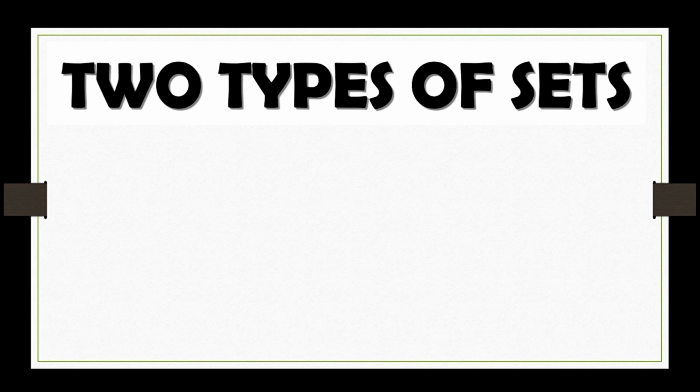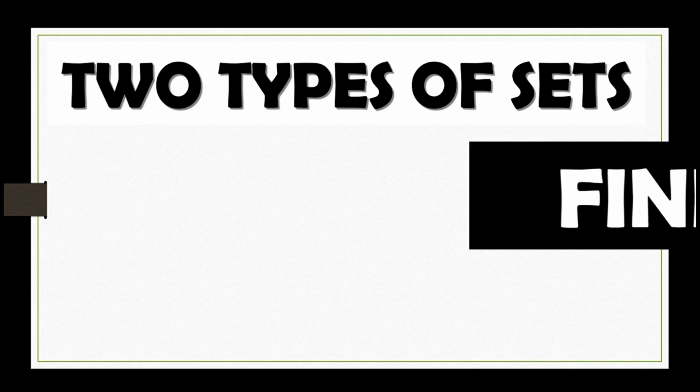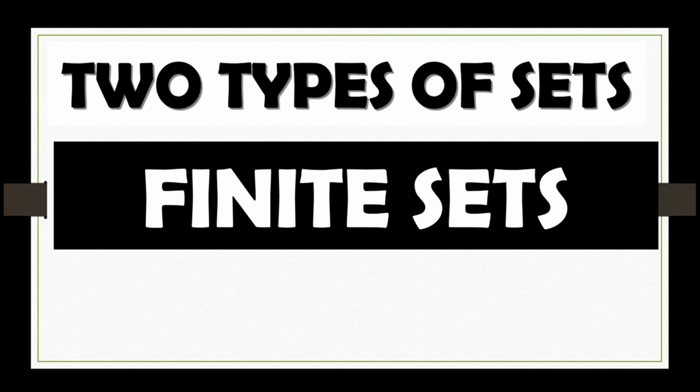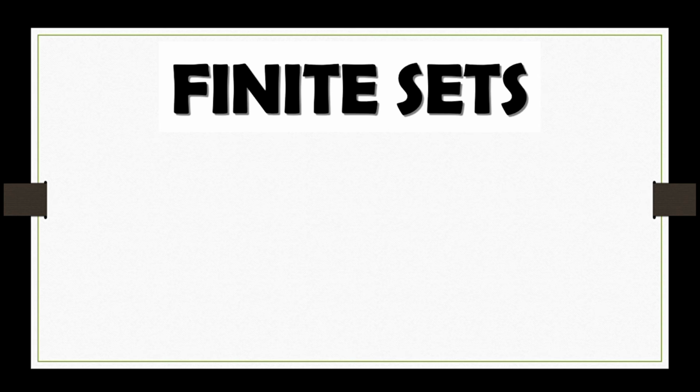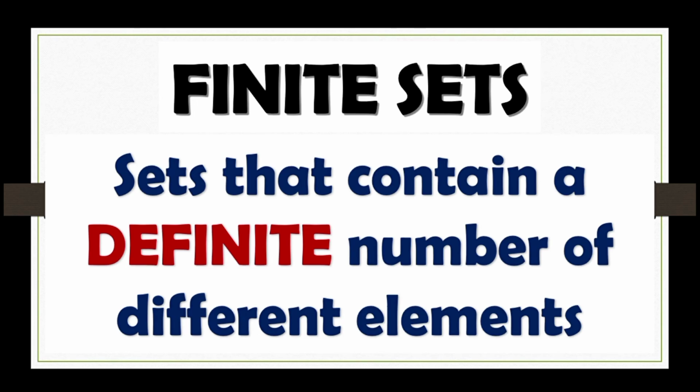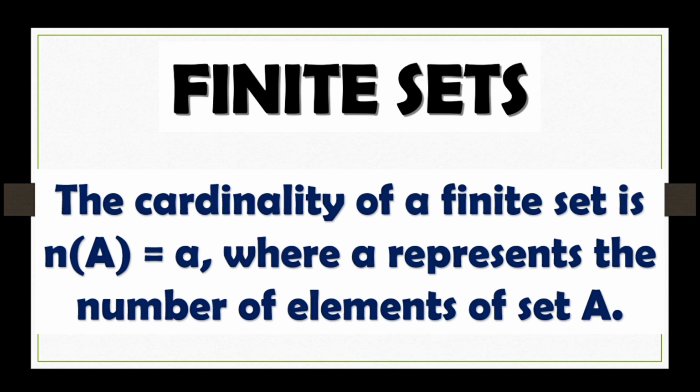There are two types of sets. First, finite sets. Second, infinite sets. What are finite sets? Sets that contain a definite number of different elements. The cardinality of a finite set is n(A) equals a, where small letter a represents the number of elements of set A.